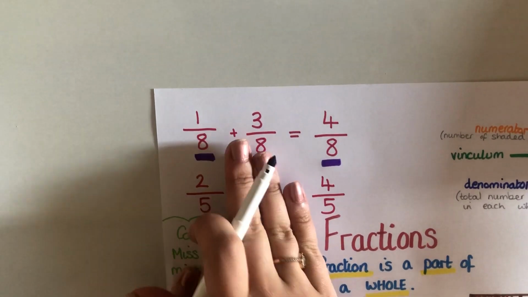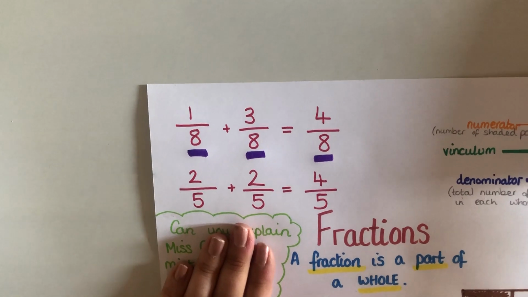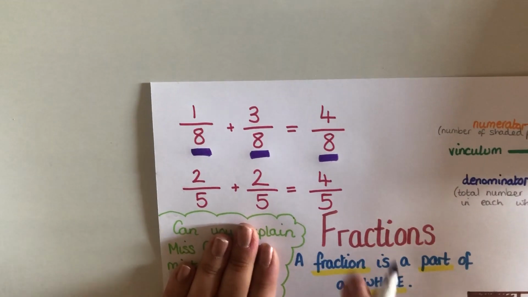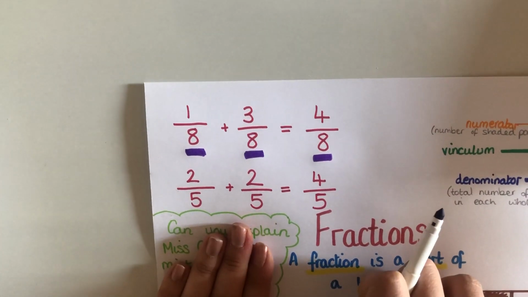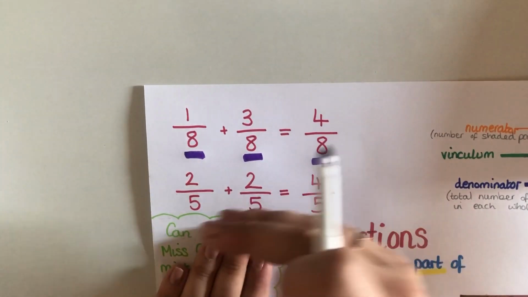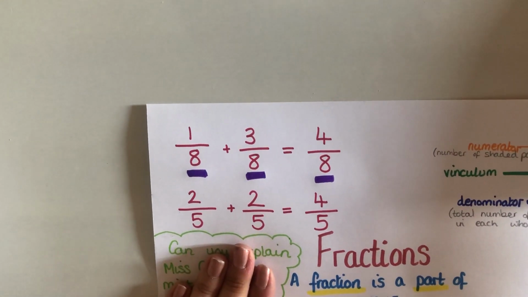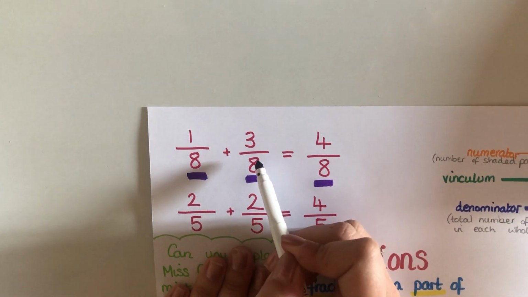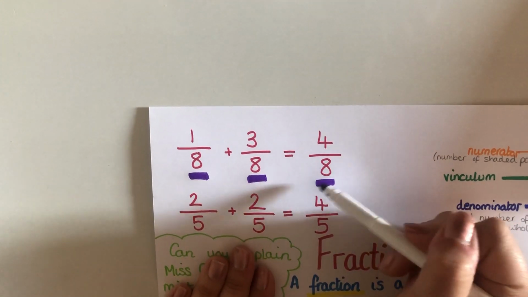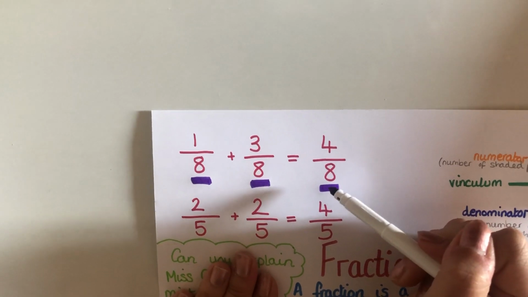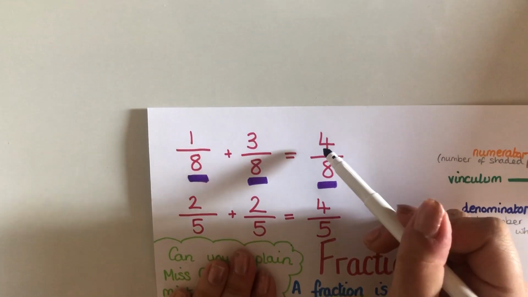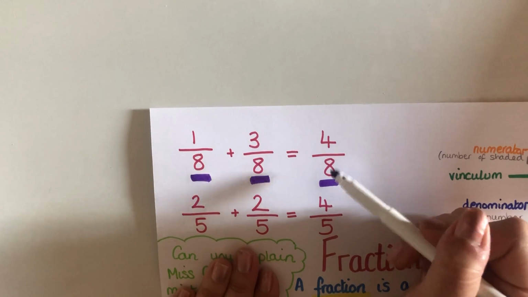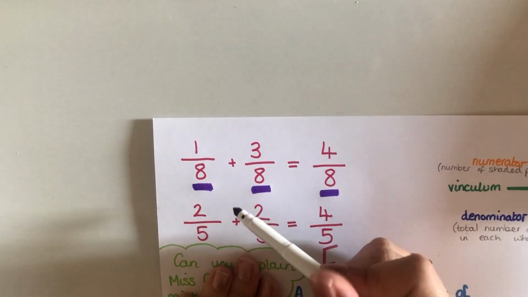So we're not going to change. It is still in eighths. Our whole is still split into 8 equal pieces. We are just adding more shaded in bits. So I have 1/8, add 3/8. I've already said my denominator is going to stay the same. So I do 1 add 3, which is 4. So that will equal 4/8.